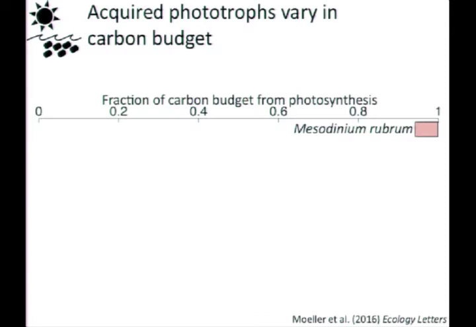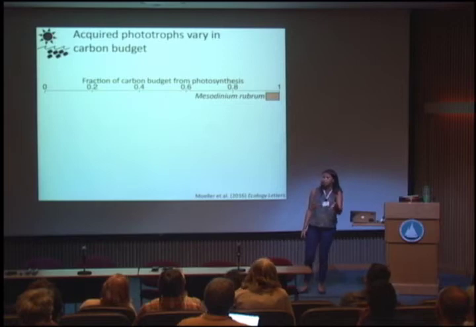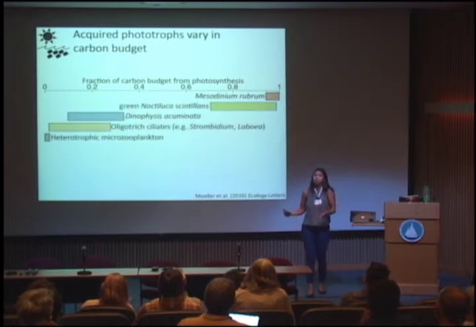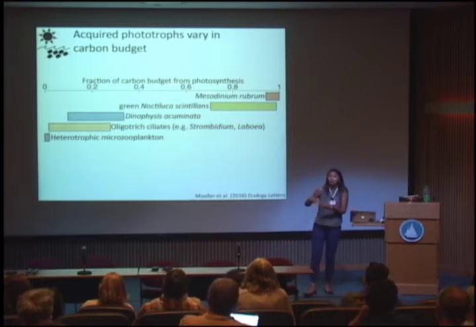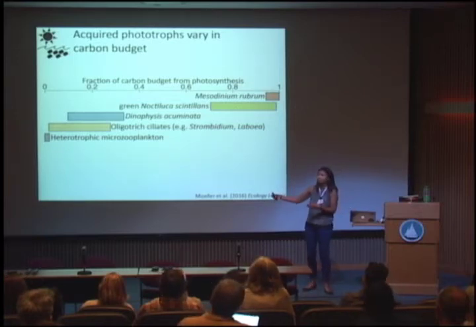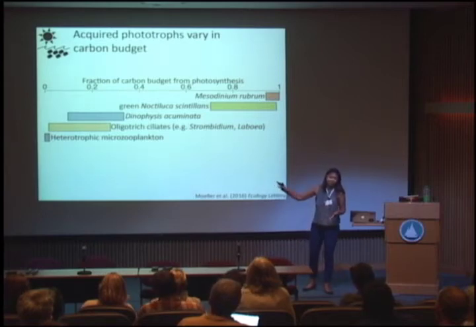And it turns out that the ciliate Mesodynium rubrum that I've been telling you so much about falls on one end of this spectrum. This is a cell that's getting up to 90%, often more, of its carbon from photosynthesis, and actually only a small fraction from heterotrophy. In contrast, other acquired phototrophs, and indeed other mixotrophs, can be much more variable and fall elsewhere in this mixotrophy spectrum, all the way down, of course, to our entirely heterotrophic microzooplankton.